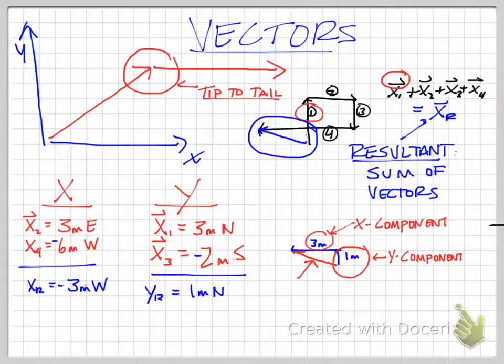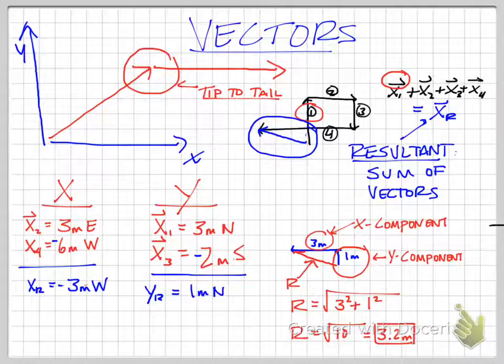We used Pythagoras' theorem. So our resultant vector, we'll just call it r for convenience's sake, is going to be the square root of 3 squared plus 1 squared. So our resultant vector is, what is that? The square root of 10. So the square root of 10 is, what do we got? 3.2 meters. So the length of our resultant vector is 3.2 meters, or the magnitude is 3.2 meters.